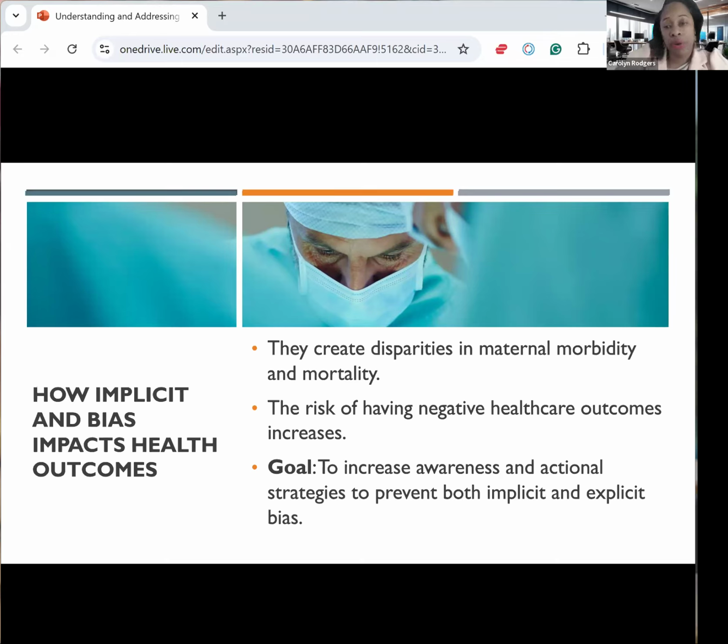And again, this is current data from the Centers for Disease Control done in 2022. The fifth thing is implicit bias. It can predict unequal treatment. There was a systematic review of healthcare providers that found that implicit racial bias was associated with poor patient-provider communication, lower patient satisfaction, and reduced treatment adherence. So again, this is how implicit bias impacts our health outcomes.